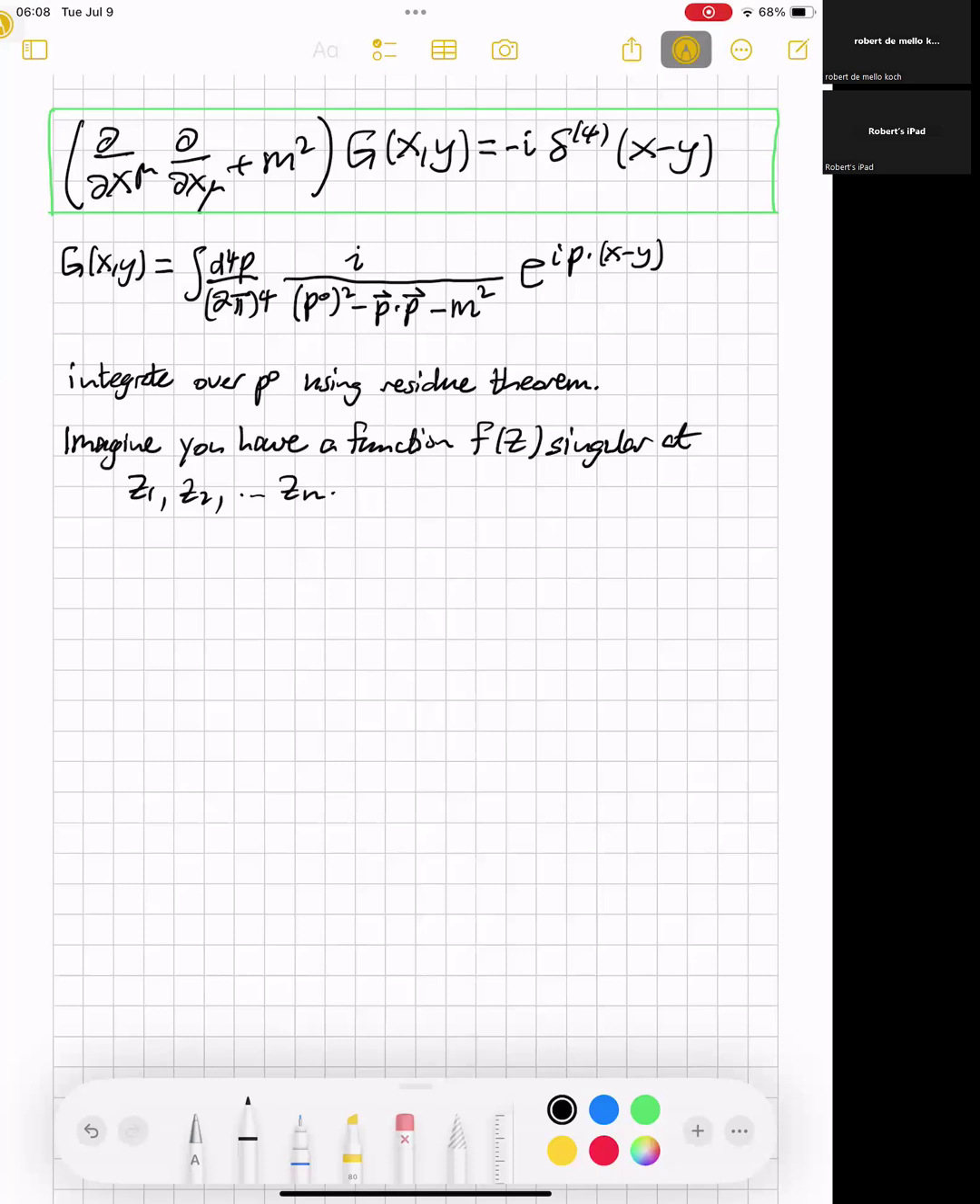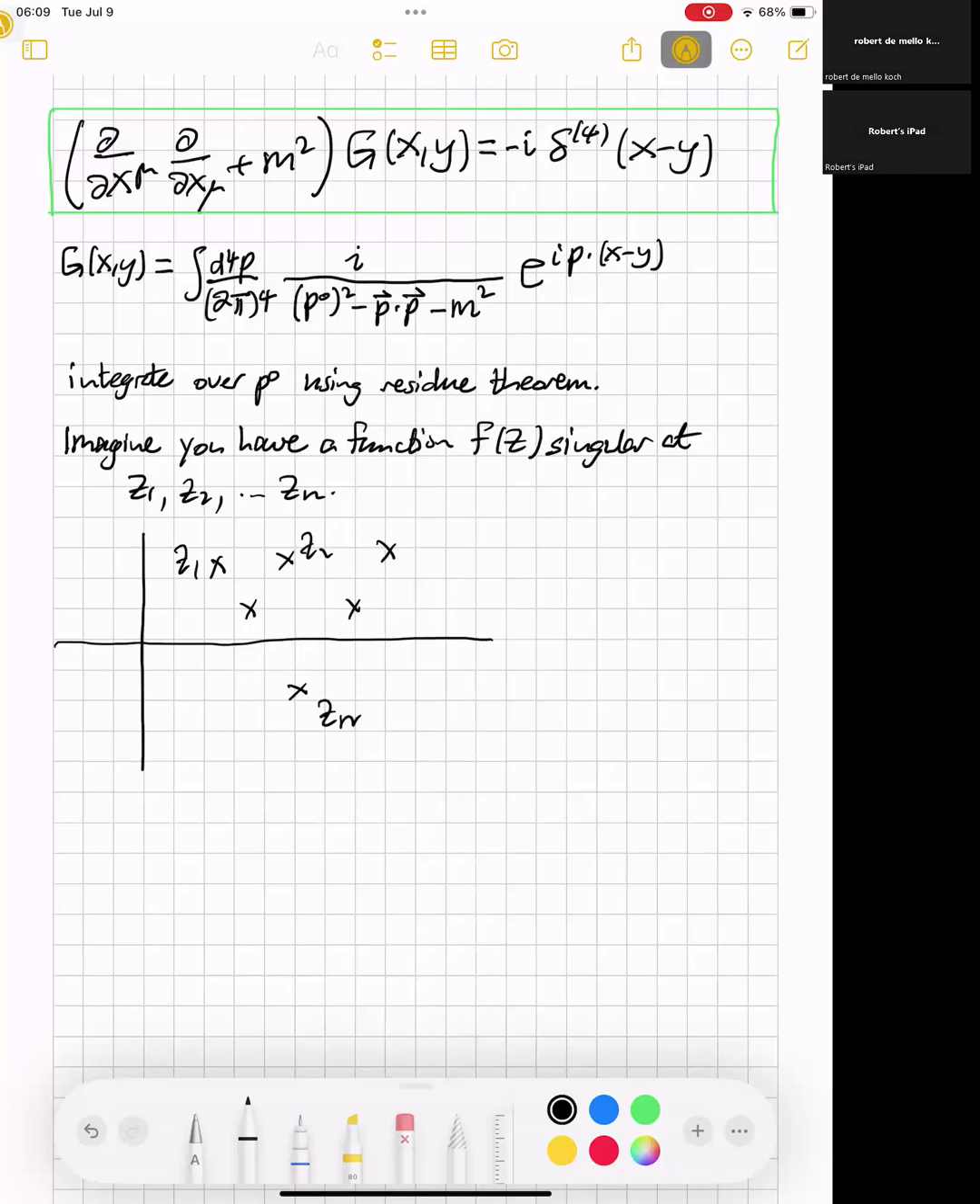So what does it mean to say it's singular at these points? Well, our function f of z is an analytic function. It's a complex differentiable function. That means it obeys the Cauchy-Riemann equations. But at these singular points, z1, z2, it does not obey the Cauchy-Riemann equations. That's what we mean by saying that it is singular.